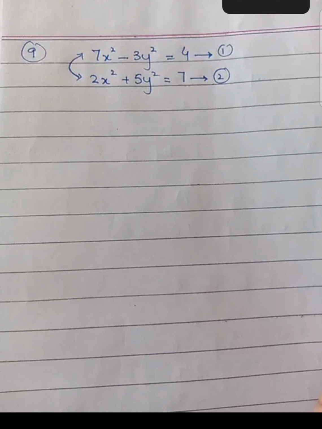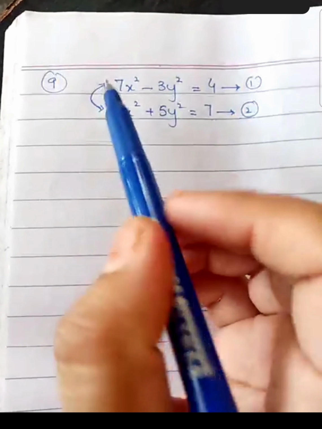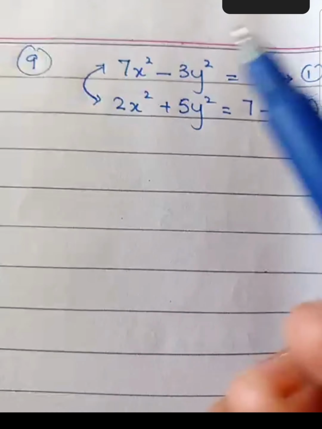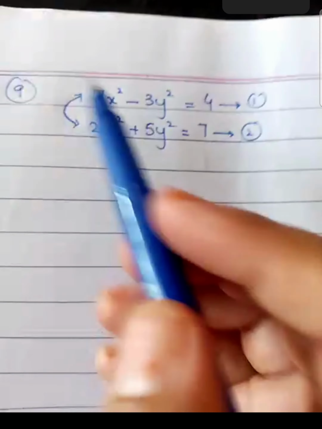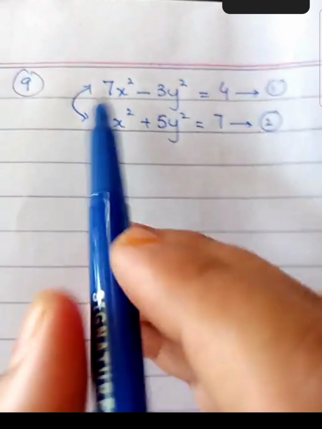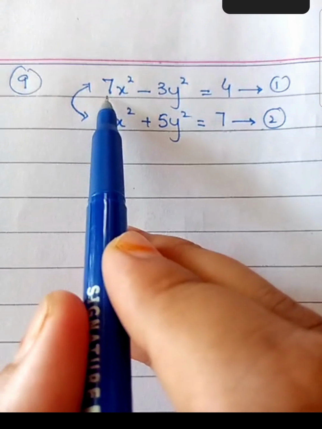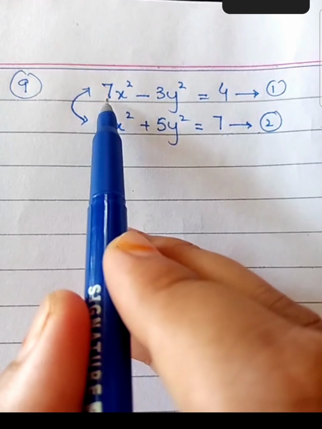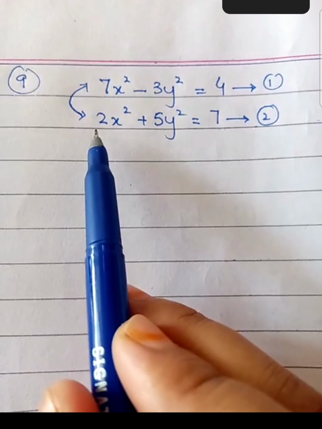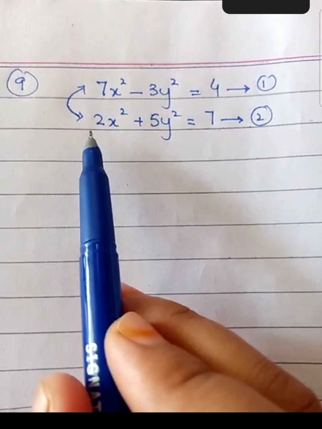Okay, think. Listen, it is 7 and it is 2. 7 doesn't come in the table of 2. So we take LCM. You need to take LCM. Consider LCM of 7 and 2 will be 14. It means here we will multiply equation number 1 by such a number that will give us 14, and similarly, we will multiply this equation by such a number that will also give 14.